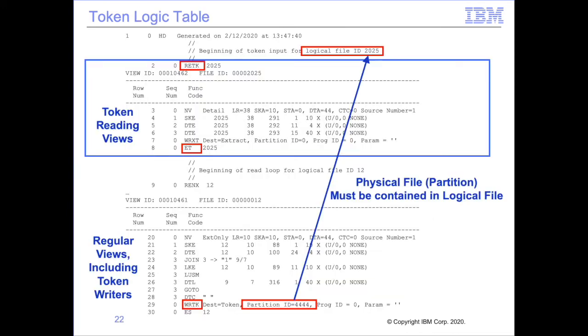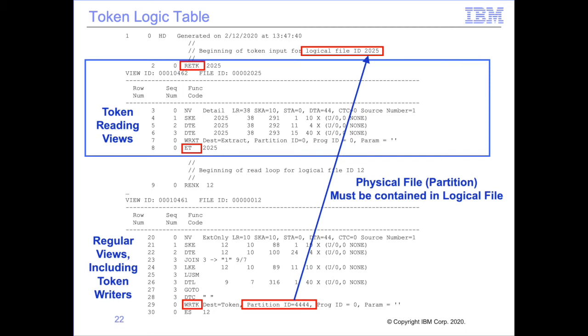This is a logic table generated for the token views. Any views which read a token are contained within an RETK, read next token, ET, end of token set at the top of the logic table. The token writer views, or view, are listed below this set in the typical threads according to the files they read. The only change in these views is a WRTK write token logic table function, which is shown at the bottom of the logic table in red.